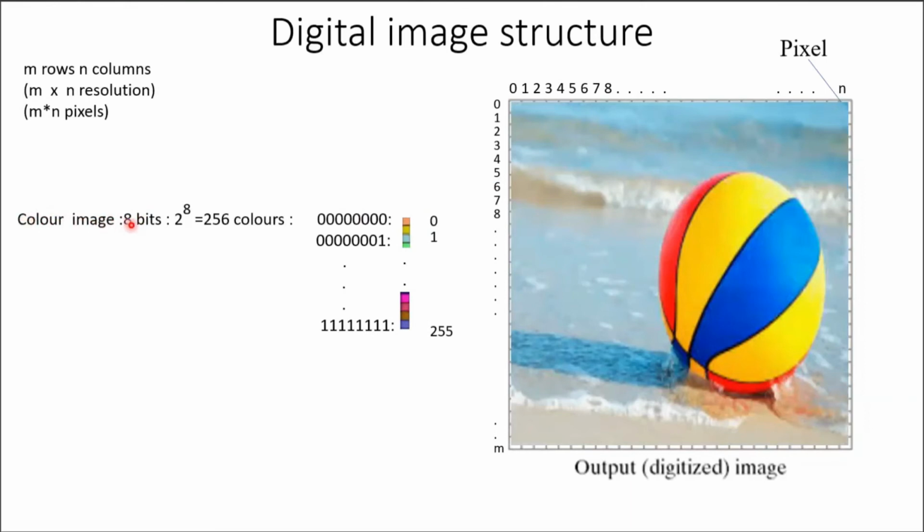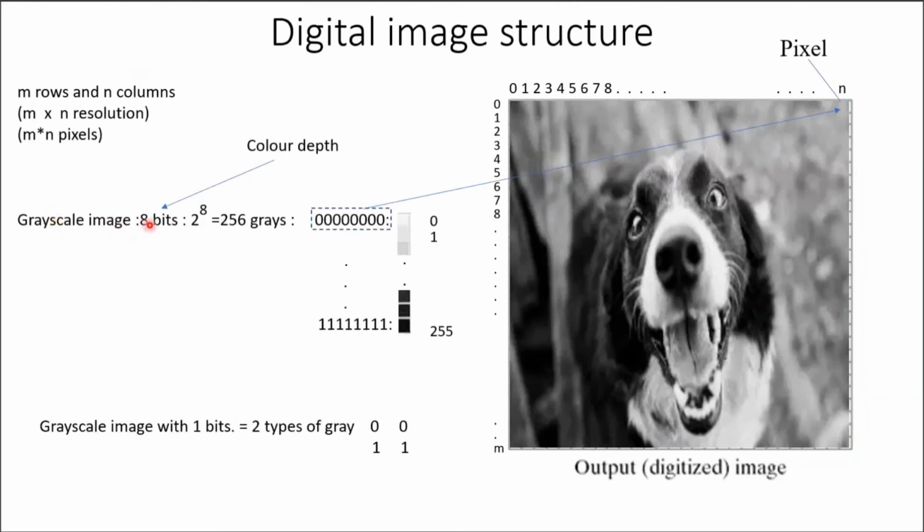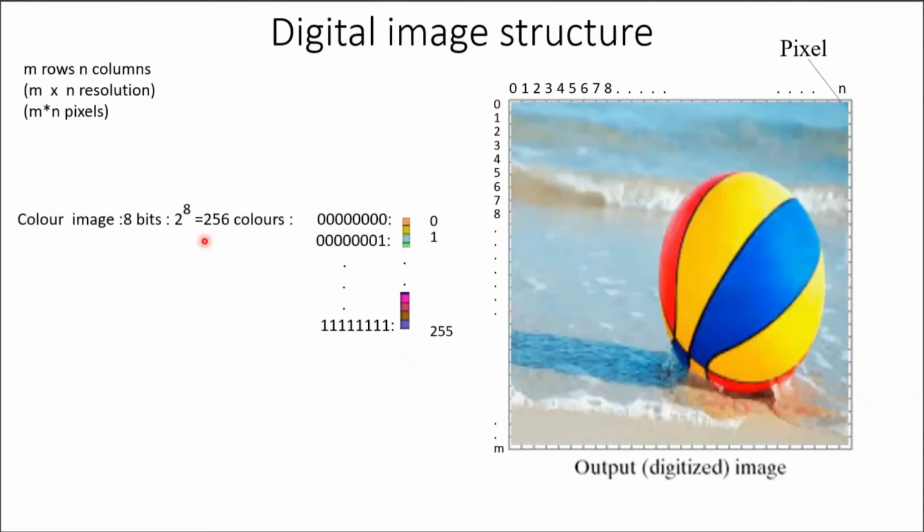If you have grayscale of 8 bits, you have all 256 types of gray. But if you have a color image of 8 bits, you get 256 types of colors you can choose to paint your photo.